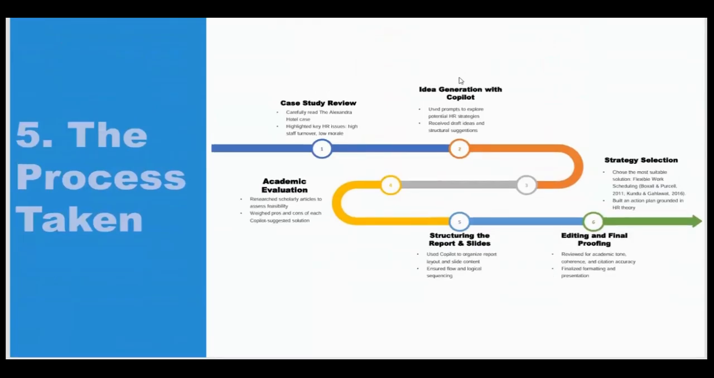And the last part is about the process taken. To begin, I carefully read and analyzed the Alexandria Hotel case study to identify its key human resources challenge. And then I used Copilot to brainstorm potential solutions, which generated ideas like flexible schedules and engagement strategies. From here, I conducted academic research to support my critical assessment of these options. I chose the most suitable strategy and developed a detailed action plan, aligned with human resources theory.